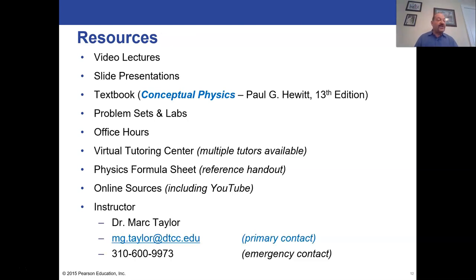And then you can always email me. My email is listed here, mg.taylor@dtcc.edu. That's my primary contact. If you need to get in touch with me for an emergency, there's my cell phone number. It's a Los Angeles area code because I used to live there. But feel free to use that if it's an emergency. Emergencies include you can't get logged onto the test and you're running out of time, or something failed online and you're getting worried.